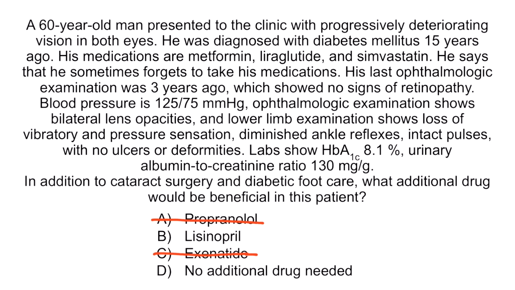C is wrong because the patient is already taking a glucagon-like peptide analog, and prescribing another one from the same class such as exenatide would not be a good idea. The patient should be started on insulin or an oral hypoglycemic agent from a different class. D is wrong because this patient clearly has uncontrolled hyperglycemia and diabetic nephropathy and cannot be sent without additional interventions. And this concludes our section.